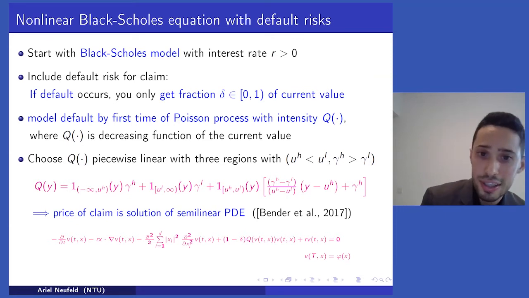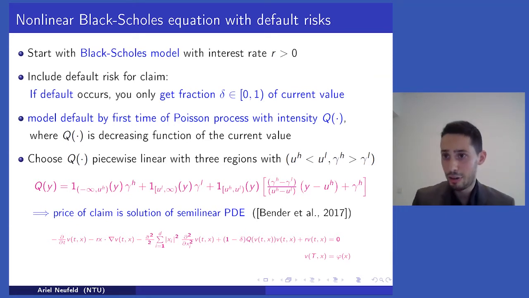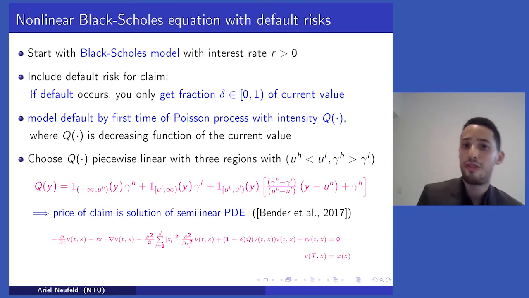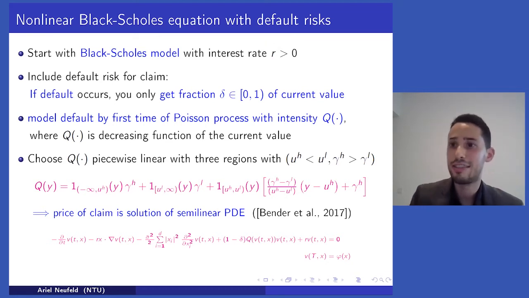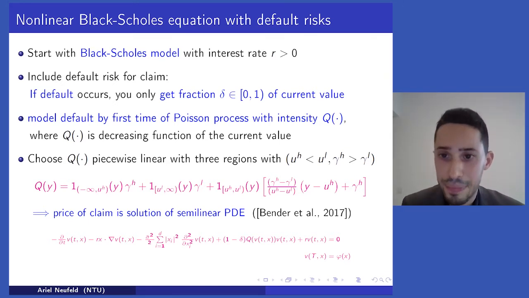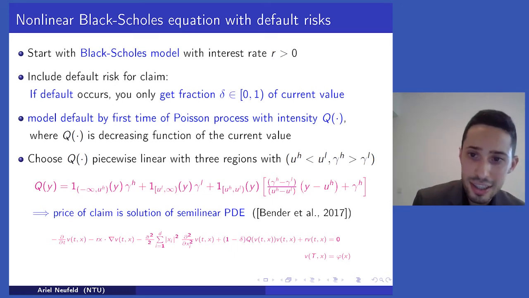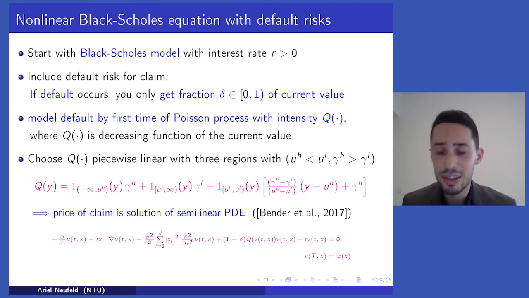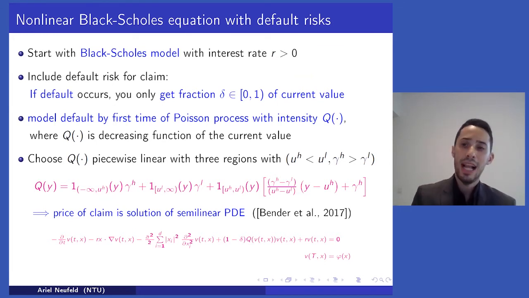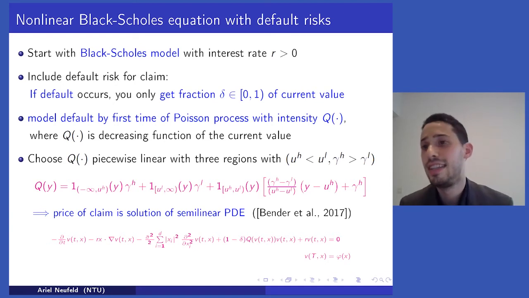What do we mean by default risk? If default occurs, the owner of the contract of the financial derivative only gets the fraction delta, where delta is a fixed value between 0 and 1, of the current value of the actual contract. So here there is default risk, and you may ask yourself, how can you model this? One way to model default is by the first jump of a Poisson process, which has intensity Q.